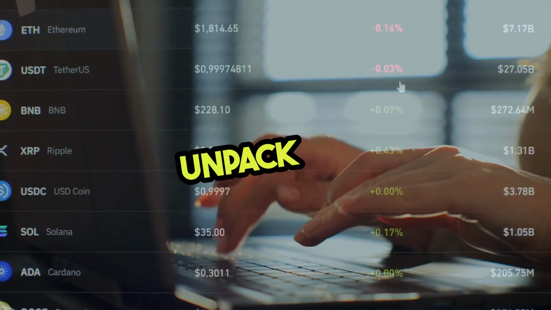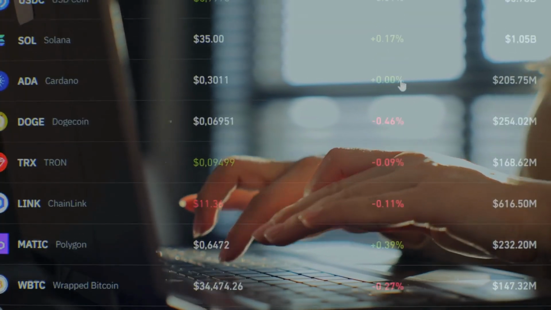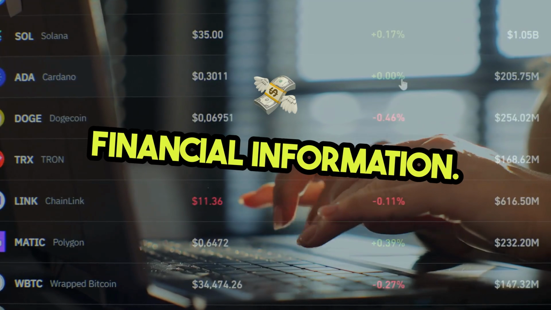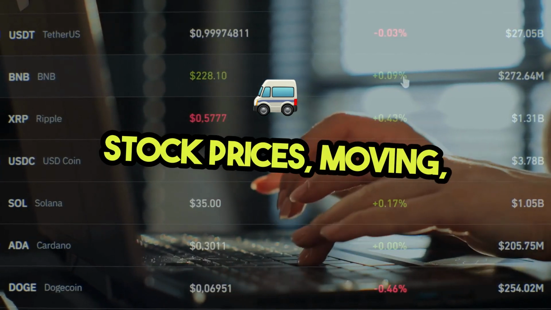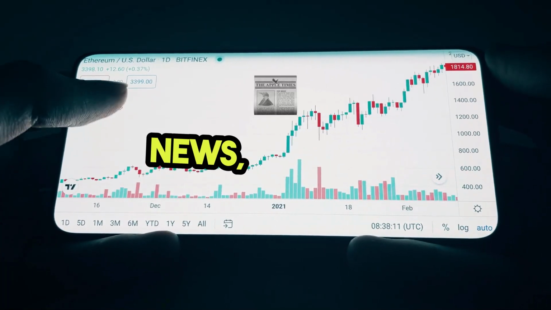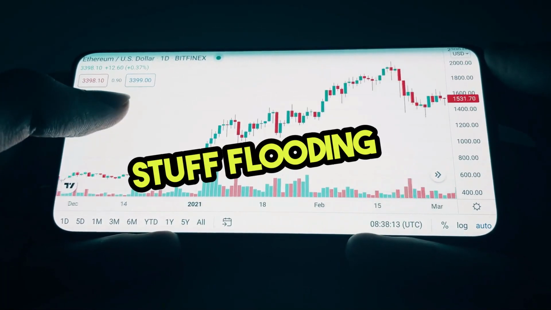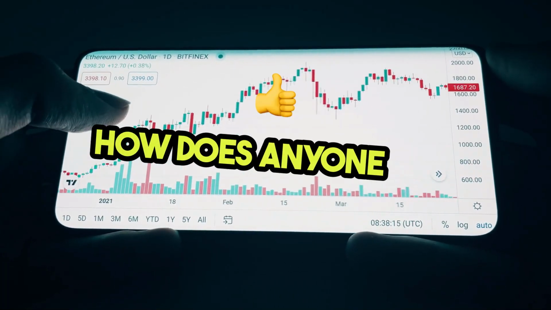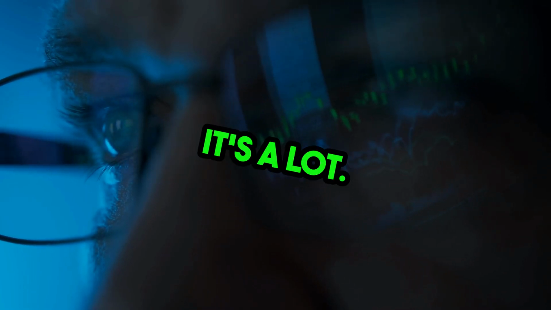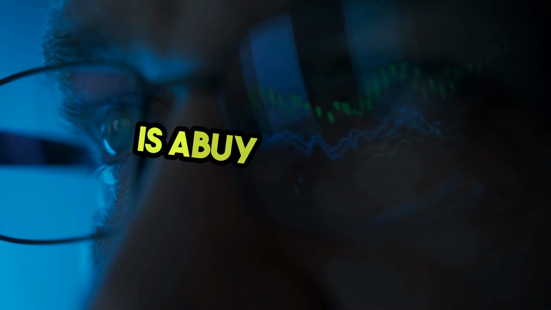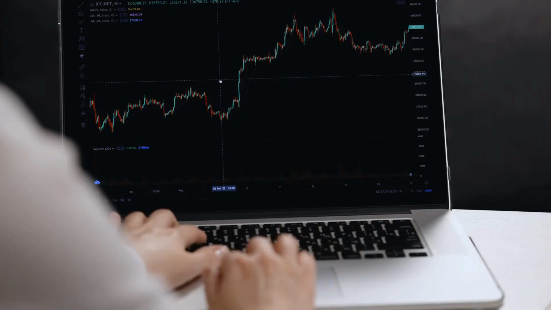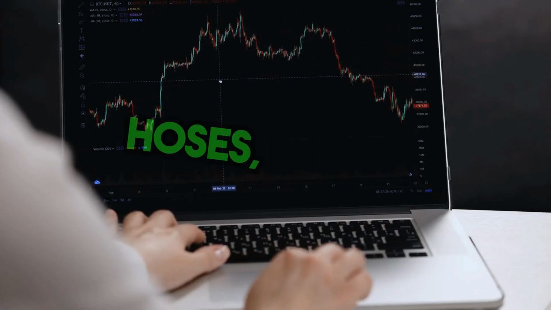All right, let's unpack this. Imagine you're just buried under financial information. Every second, there's more data: stock prices moving, economic reports, news, company stuff flooding in. How does anyone, like a financial analyst, even start to make sense of it all? It's a lot. How do they decide if something, a stock or a bond, is a buy or a sell or just hold? It's like drinking from multiple fire hoses, really.